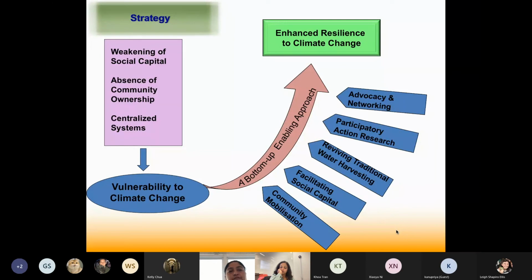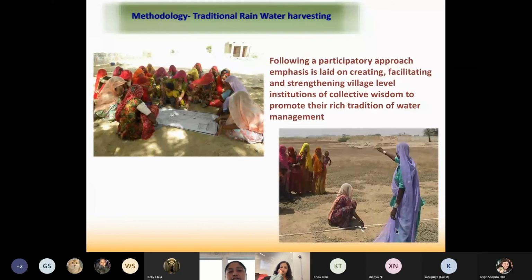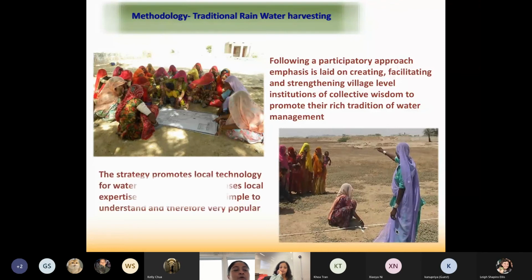Our methodology is very, very simple. We follow a participatory approach where we create village level institutions of collective wisdom. So we get the people together, do a lot of participatory exercises to promote the rich traditions of rainwater harvesting. We promote local technology. We use local material, local expertise. So basically, everything that we do, we use everything that is available within the village, train the people to do it, so that when we move out, they're able to maintain it. And that is the reason why our work is very, very popular.